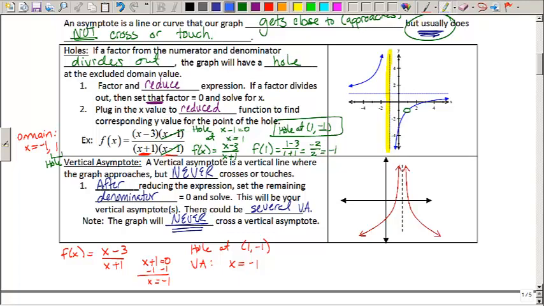So the domain will tell you the excluded values. Those excluded values will either be a hole or a vertical asymptote. Notice that the graph is continuous all the way up until the vertical asymptote, and then it has to jump because it can't be equal to the value at x equals -1. And then it's continuous until we reach the hole, and then it has to jump, and then it's continuous for the rest of the graph. But there is no value at the hole, and there is no value at the vertical asymptote because they are excluded domain values.